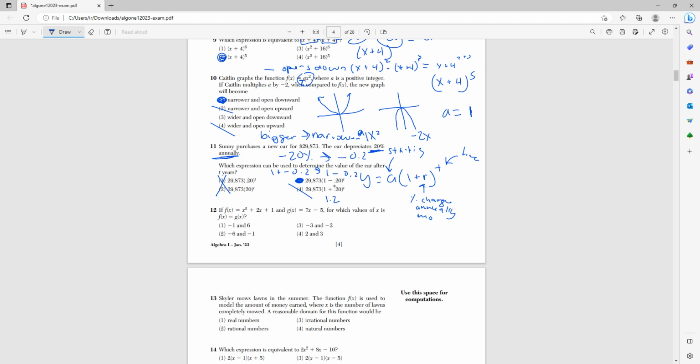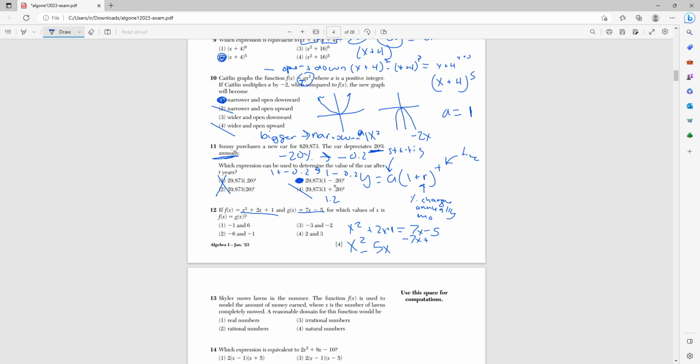So f of x being equal to g of x, you just make these two functions equal to each other. So you have x squared plus 2x plus 1 is equal to 7x minus 5, right? We have to move everything to one side so we can combine like terms. So you subtract 7x on both sides. 2x minus 7x is negative 5x, so you have x squared minus 5x.